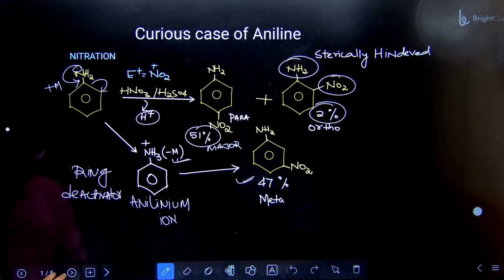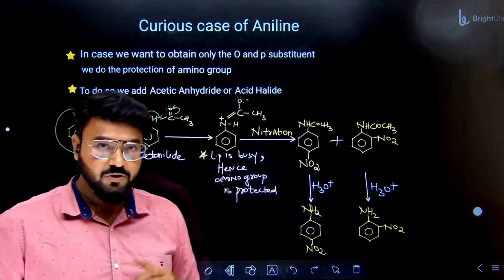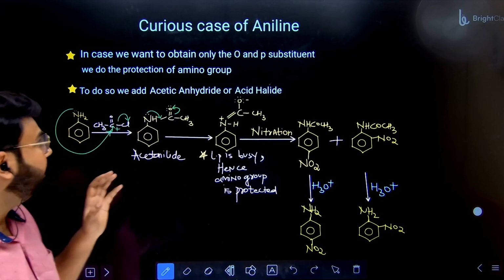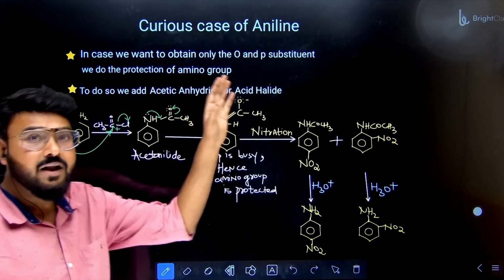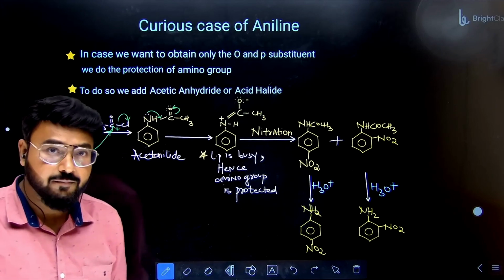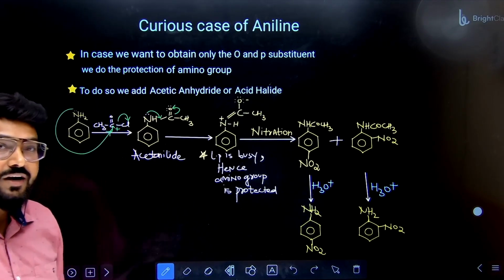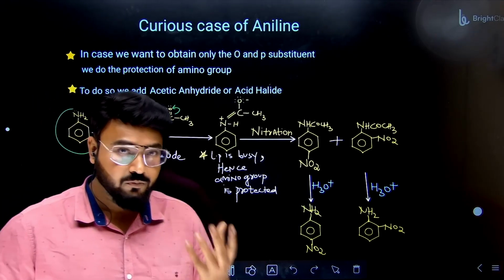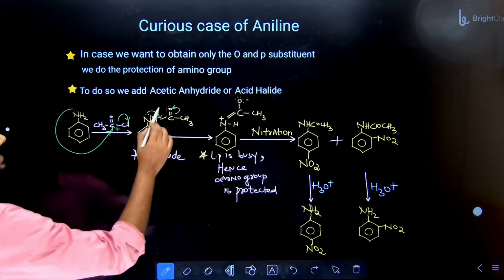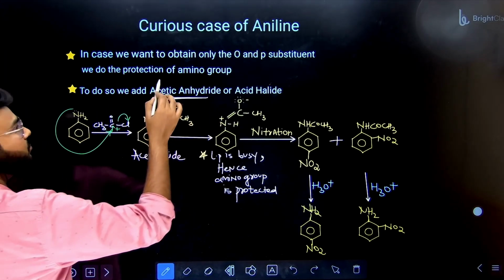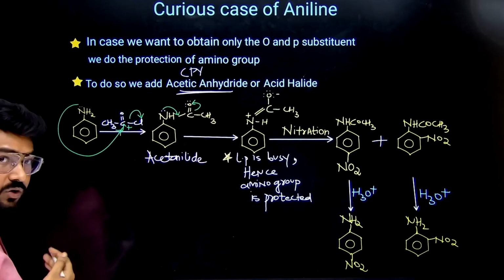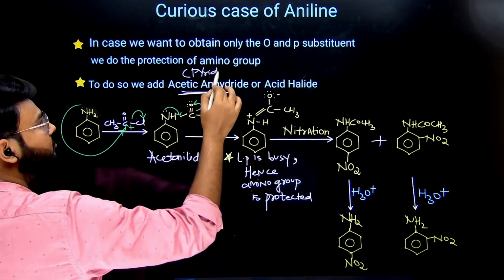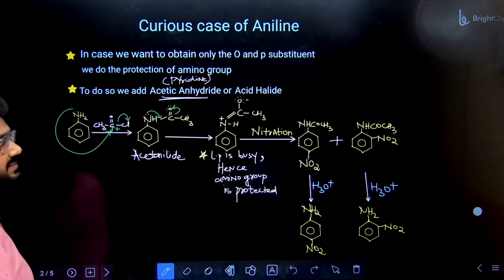So let's see next. In order to form only the ortho and para isomers, we need to do the protection of the amino group. Now the question is, how do we do the protection? Understand, you have to add either an acid halide or acetic anhydride. But remember, when you are adding acetic anhydride, you need to use pyridine, a base, along with it, as acetic acid will be formed as a byproduct. So when you are using acetic anhydride, don't forget to use pyridine as well. In the case of acid halide, you can add it directly.